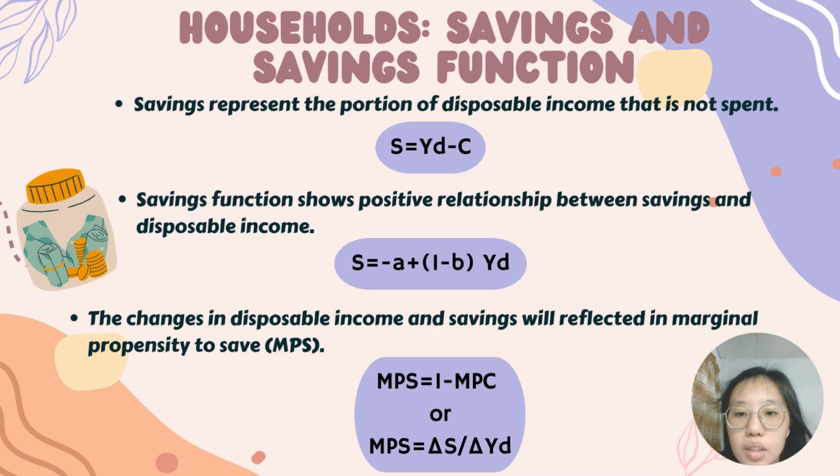Negative A is the level of autonomous saving, and 1 minus B is the marginal propensity to save. The change of disposable income and saving will reflect the marginal propensity to save. Referring to before, we know that MPS plus MPC equals 1, so MPS equals 1 minus MPC, or MPS equals the change of saving divided by the change of disposable income.